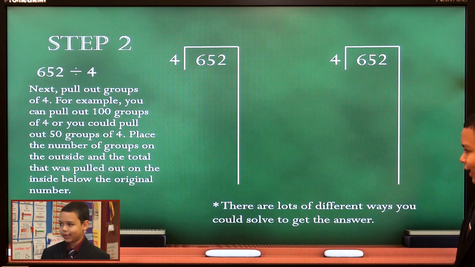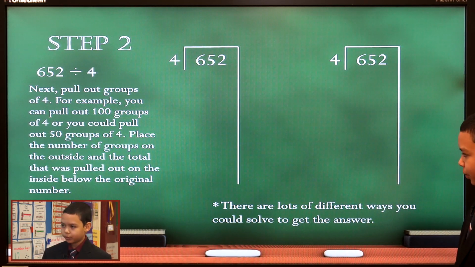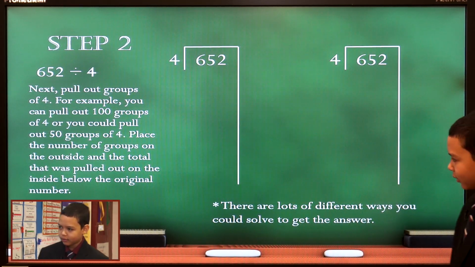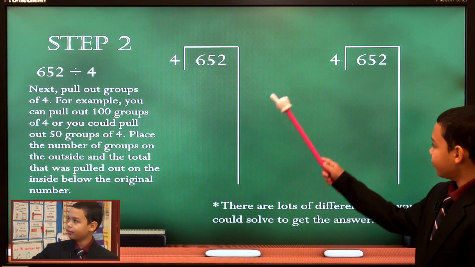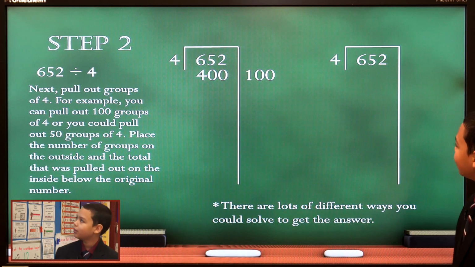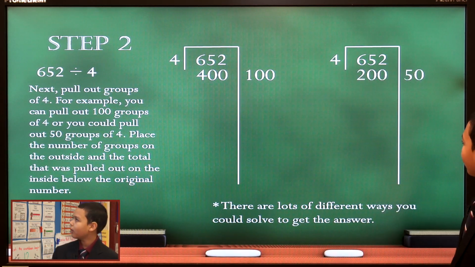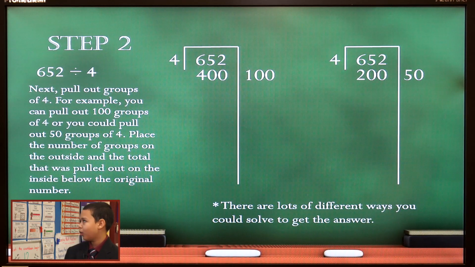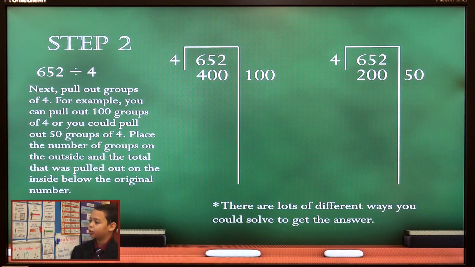Place the number of groups on the outside and the total that was pulled out on the inside below the original number. So 4 times 100 equals 400. And on the right, we're going to do 4 times 50 equals 200.